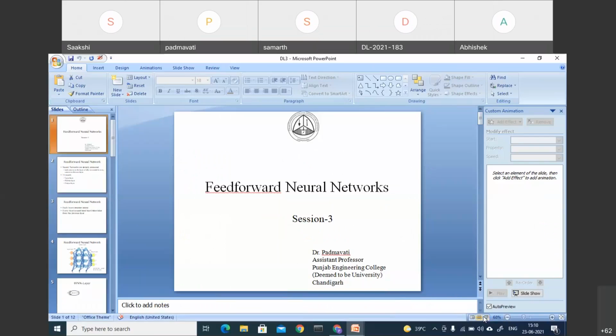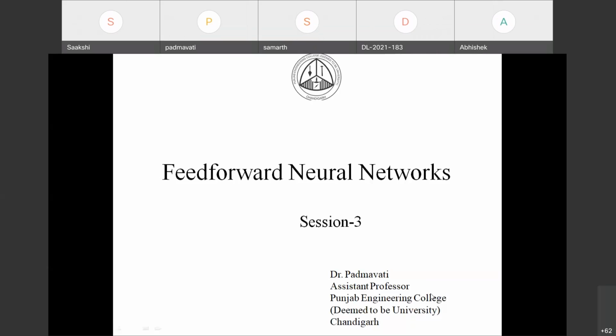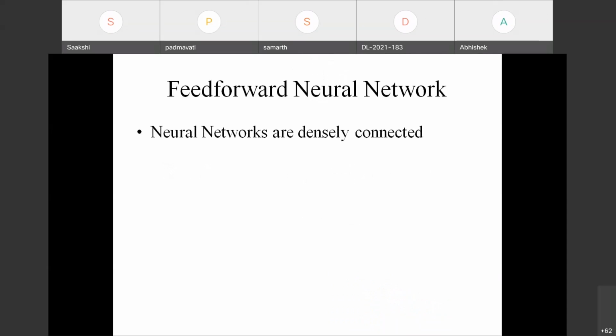So today's session is on feed-forward neural network, right? Let us start. Let us try to understand what we mean by feed-forward neural network and what the key terms used in this network are. A feed-forward neural network is a neural network whose neurons are connected with each other. Specifically, I can say neural networks are densely connected, right?